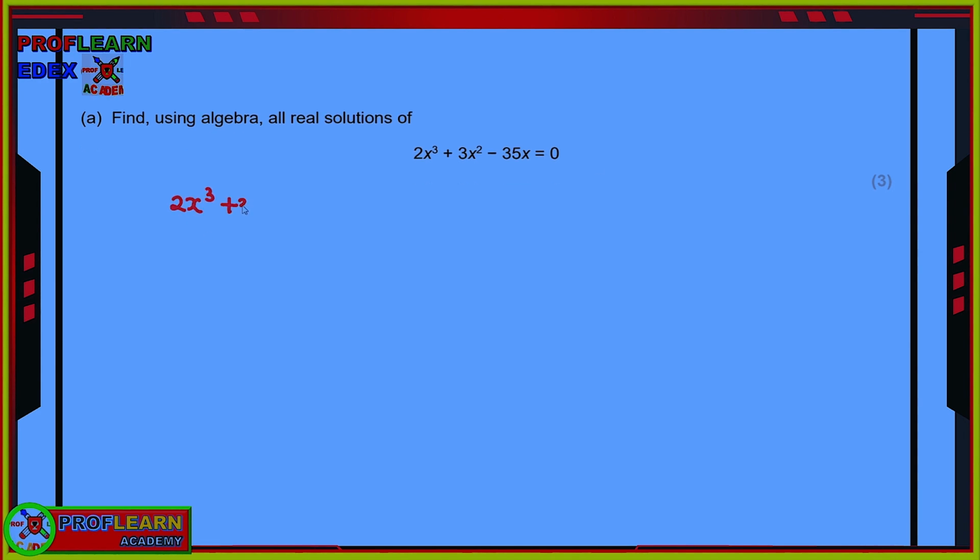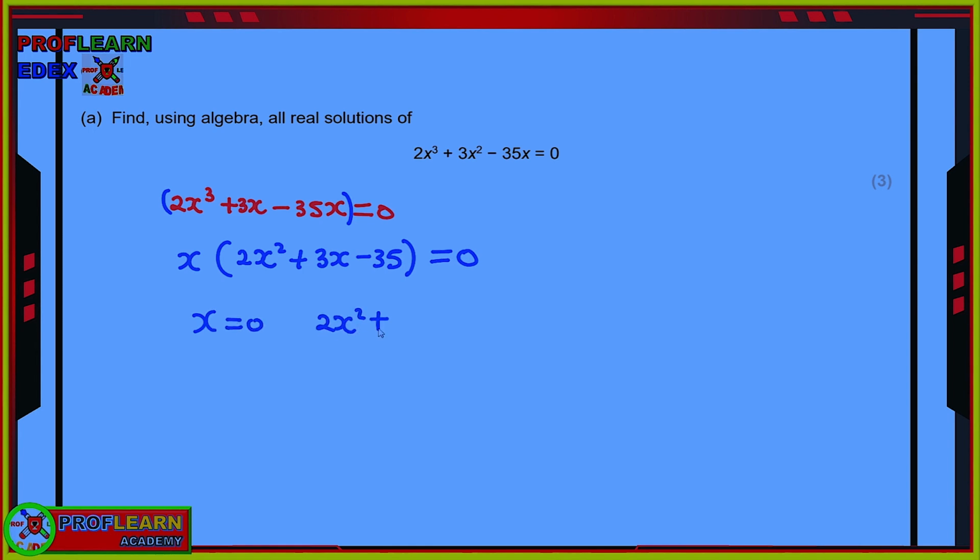Now, using algebra, find the real solutions of this. How do you solve a cubic function? So this is what we are going to work out. Remember, to solve a cubic function, you can factor out x, then you remain with a quadratic equation which you can easily solve by factorization or using the quadratic formula. So our x is either going to be equal to 0, or this quadratic equation that we have in here is also going to be equal to 0.